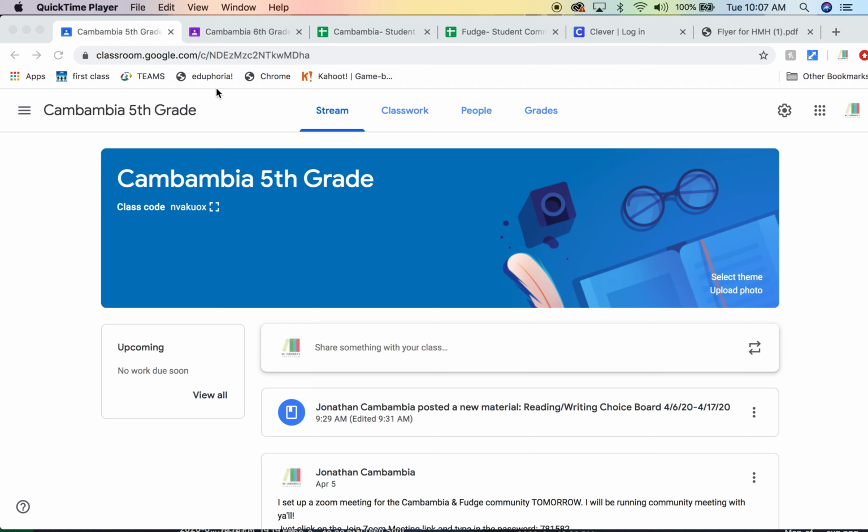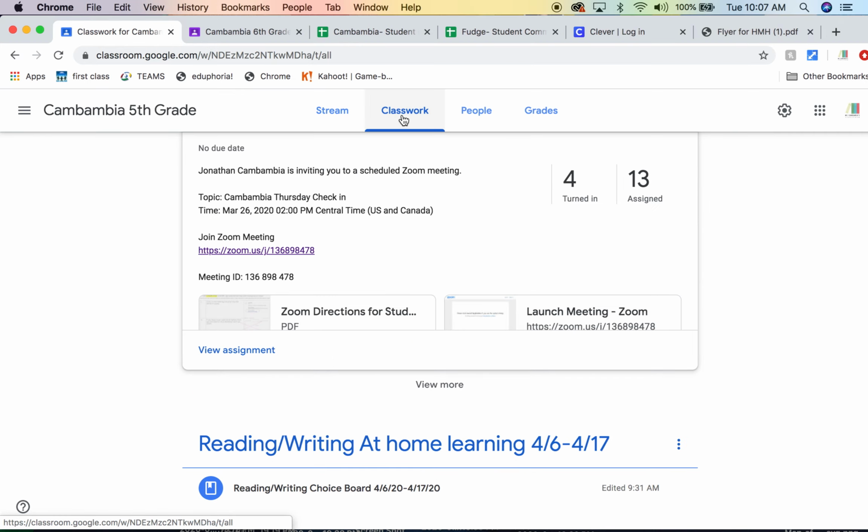So what you do once you log into Google Classroom is you click on Cambambia fifth grade, you click on classwork, and in order to access the reading and writing at home learning, the choice board, you're going to click on the topic on the left side and it brings it up, or you can just scroll down and it's right here. Reading and writing at home learning. This is going to be your work for April 6th all the way to April 17th. That's 2 weeks, this week and next week. So I think it's easier if you click here on the topic.